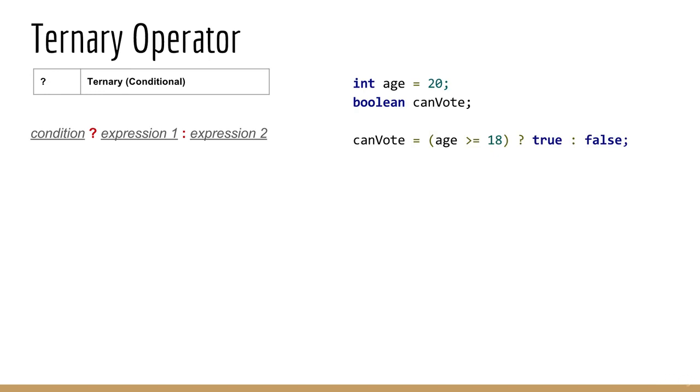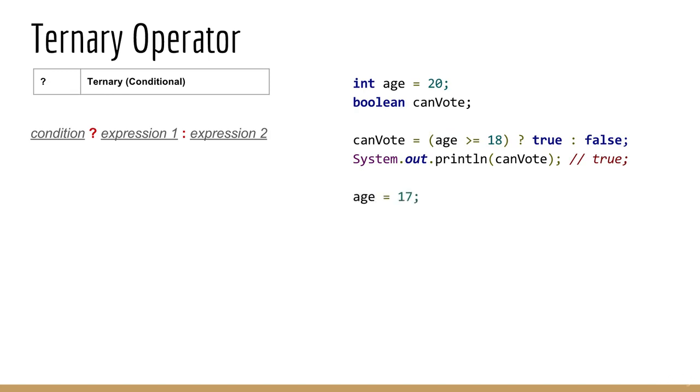Here is how we will write the code. In the condition part, we are checking if the given age is equal or greater than 18. If it is so, we will return true. Otherwise, we will return false and assign it into canVote variable. If we print the variable, we will see true in the output.